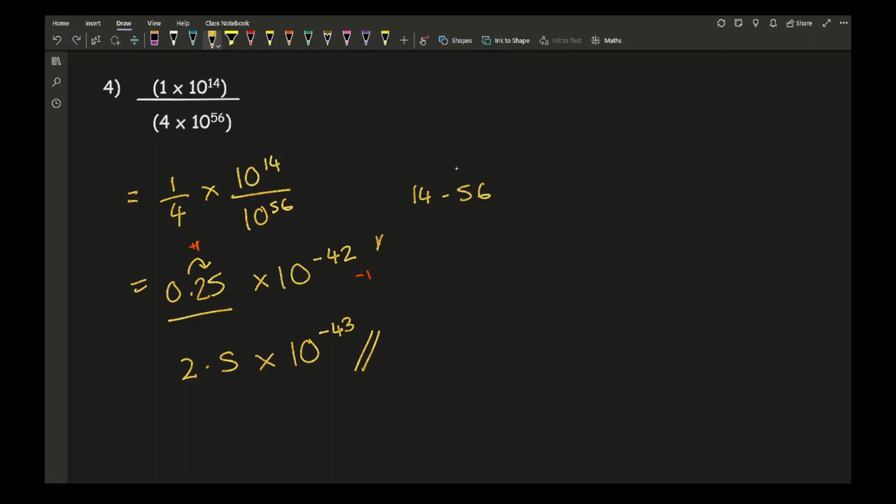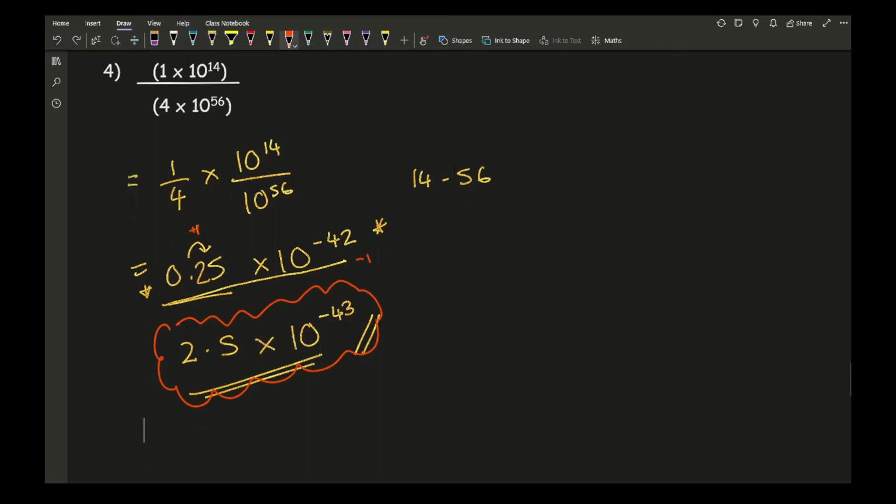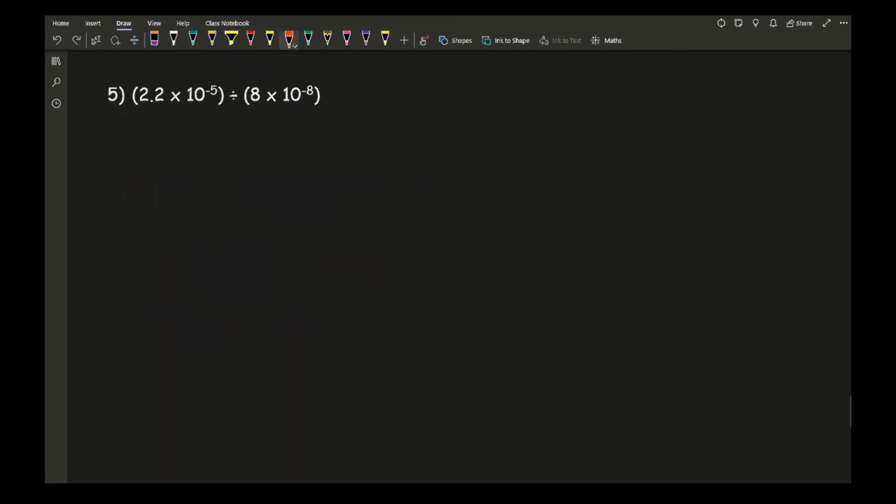Now, this technically is not wrong. It is the correct answer, but it's not in correct standard form. So if I did write this line here, I would lose a mark, but this is the correct answer, and that would get me 4 marks. Let me just highlight what I'm talking about in case you have no idea, but there you go. So let's have a look at question 5.